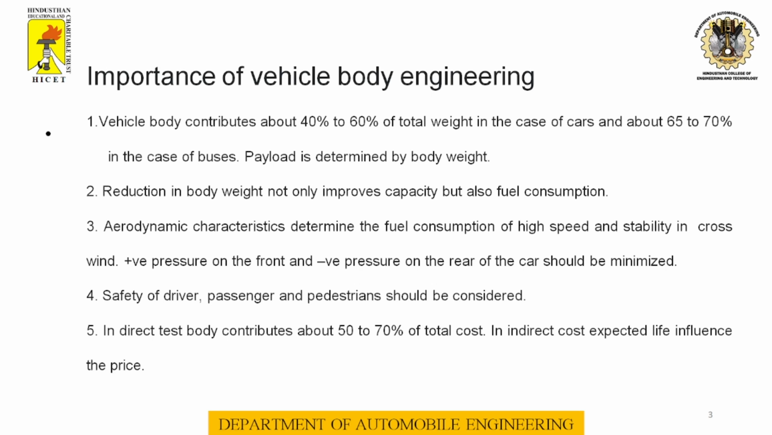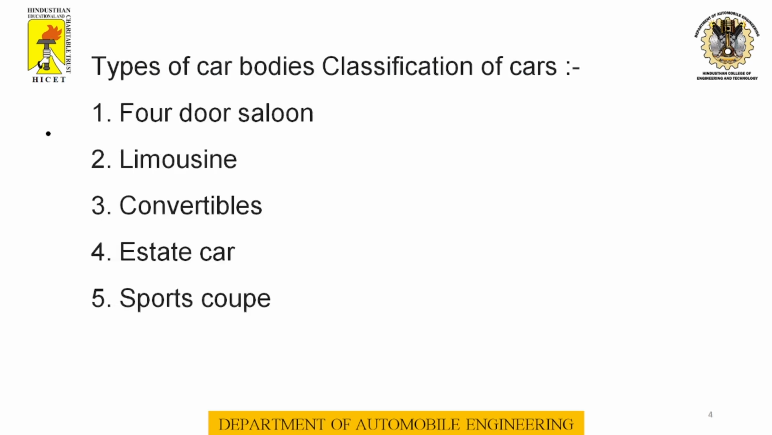In direct cost, the body contributes about 50 to 70% of total cost. In indirect cost, expected life influences the price. Types of car bodies are classified here. Number 1, 4-door saloon model. Number 2, limousine. Number 3, convertible. Number 4, estate type car. Number 5, sports coupe.